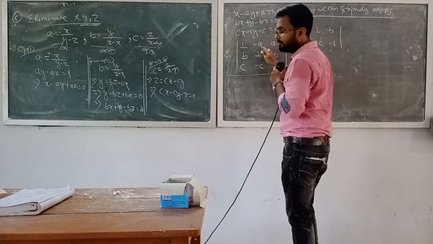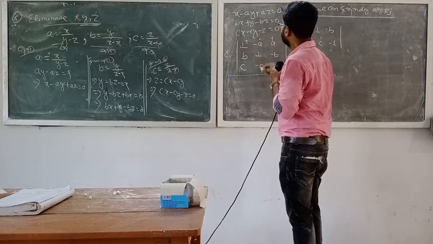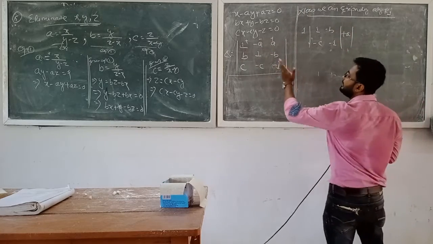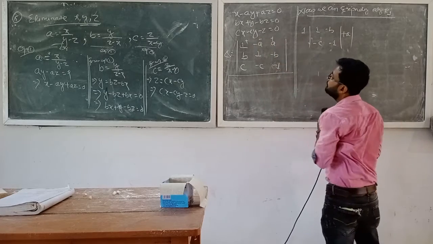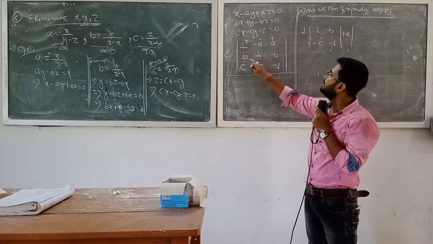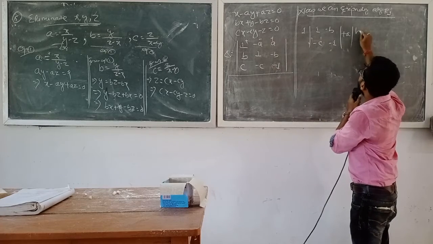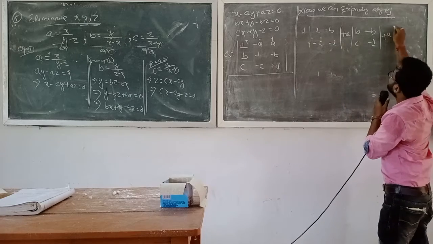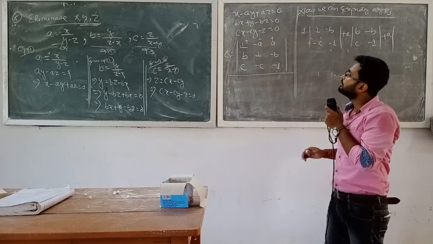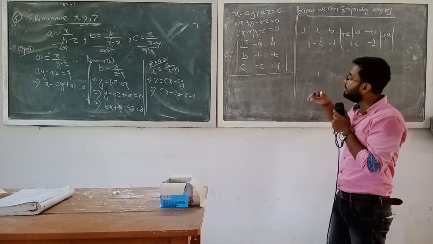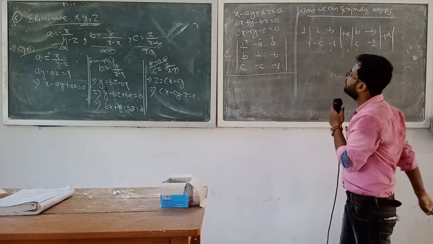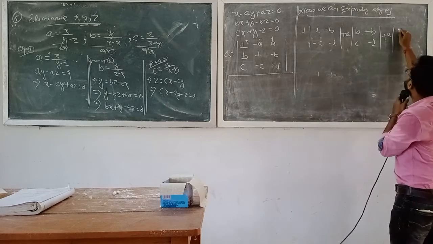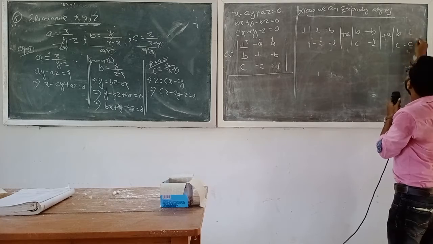Then the signs are plus, minus, plus. So minus into minus is plus a, deleting the first row and second column, the remaining elements are b, minus b, c, minus 1. The last is a, deleting the first row and third column, the remaining elements are b, 1, c, minus c.